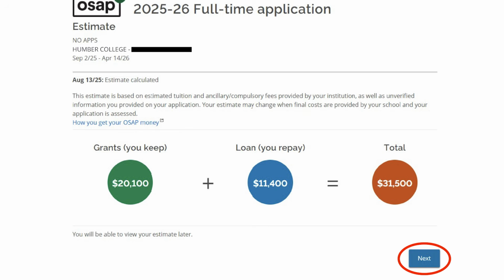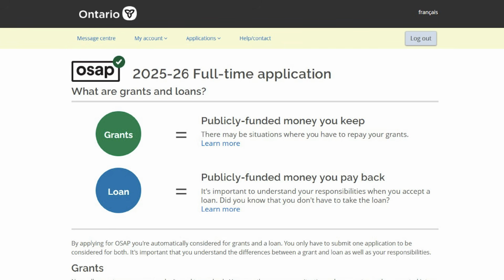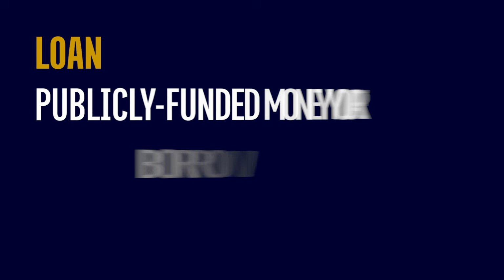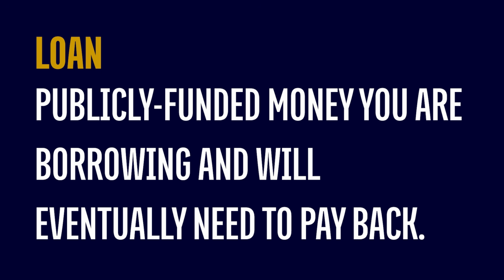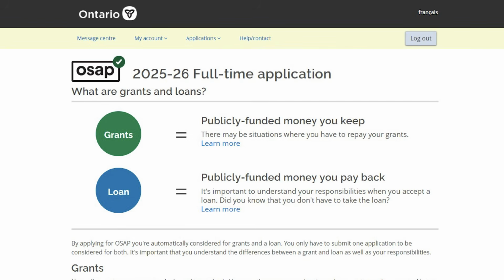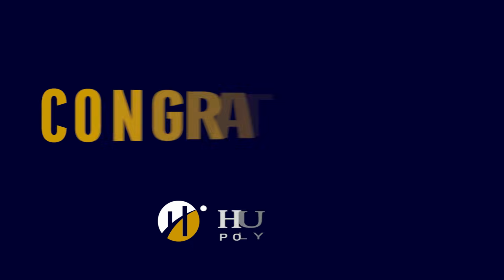Click Next to continue. Finally, make sure you understand the difference between a grant and a loan. A grant is publicly funded money you keep and do not need to repay, while a loan is publicly funded money you are borrowing and will eventually need to pay back. The loan portion of your OSAP money is optional, and you do not need to accept it. Click the link to learn more about your responsibilities when you accept the loan.